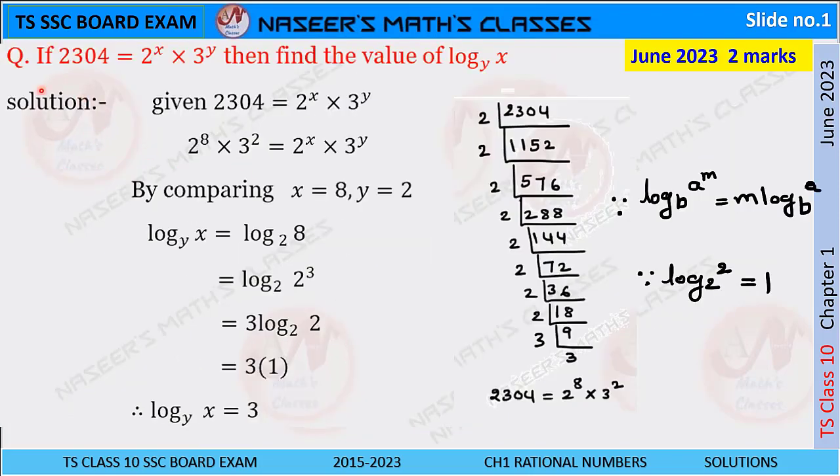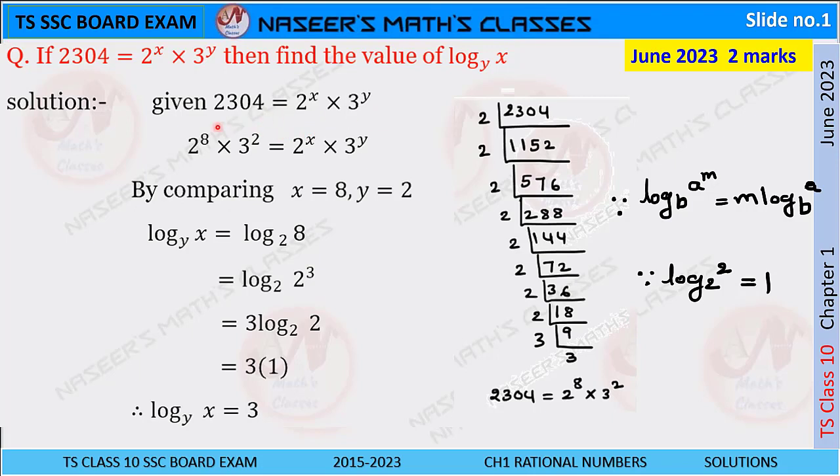So we are going to solve the next problem. If 2304 is equal to 2 power x times 3 power y, then find the value of log x base y. This is for 2 marks, June 2023. First we have the given: 2304 is equal to 2 power x times 3 power y.